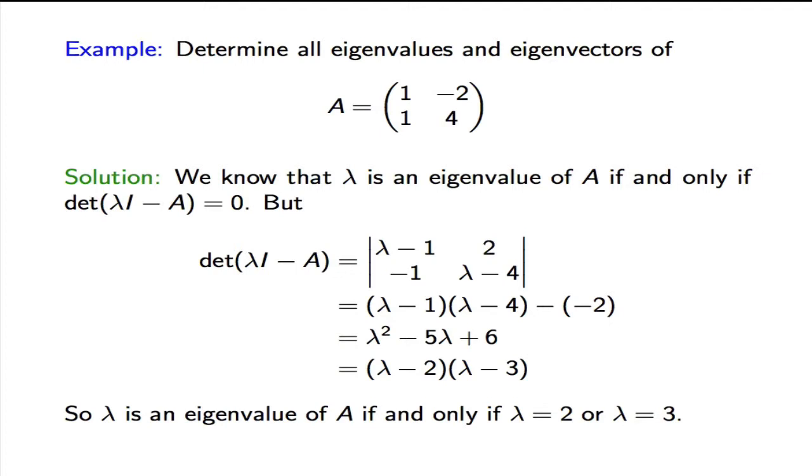And so this gives that lambda is an eigenvalue of A if and only if this expression is equal to 0, which happens if and only if either lambda is equal to 2 or lambda is equal to 3.